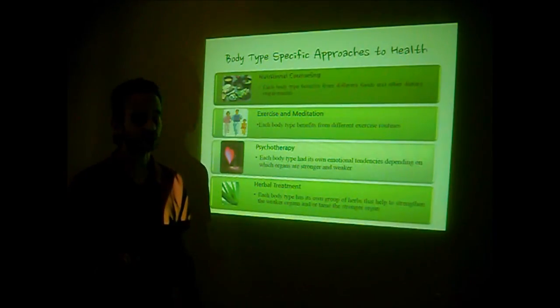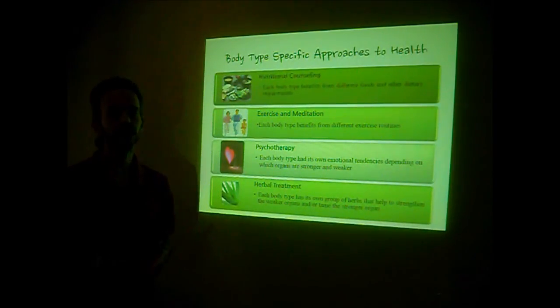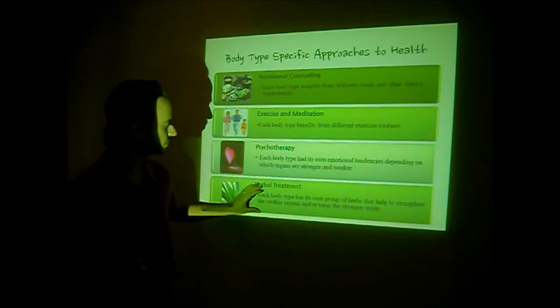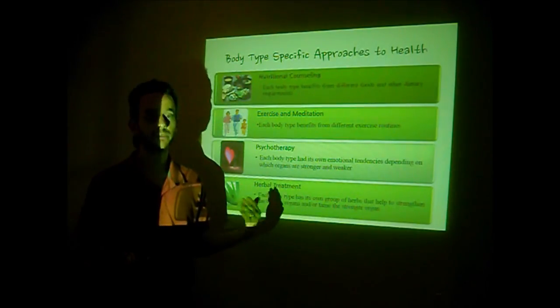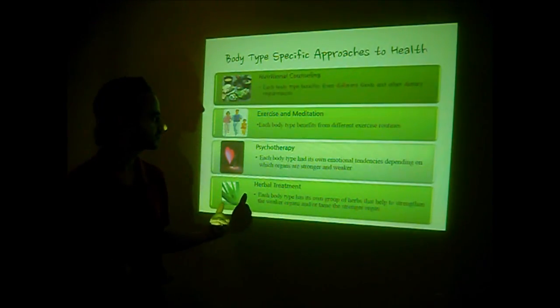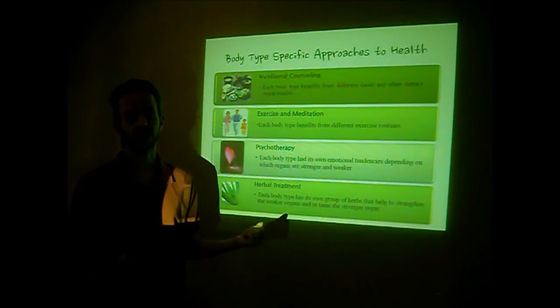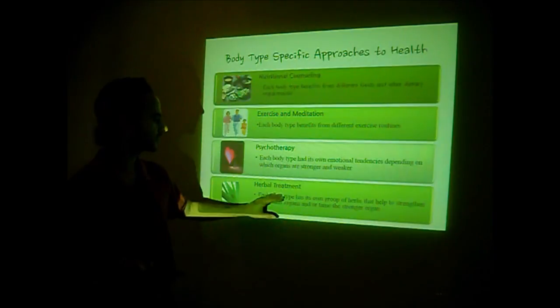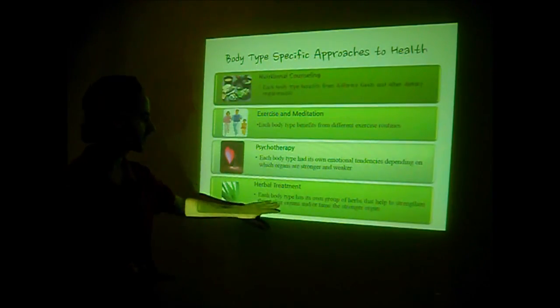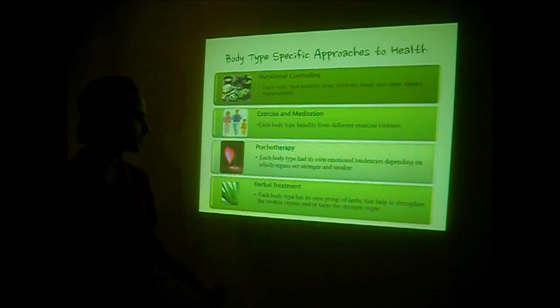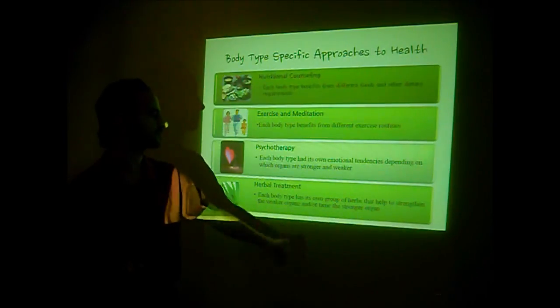which in the Dongyi or Eastern medical perspectives on longevity and health preservation, which is written by Ijema, gets into detail about which herbal treatments can be used for each body type. So for various different disorders. And each body type will have its own set of herbs, group of herbs, that help strengthen the weaker organs and tame the stronger organs.